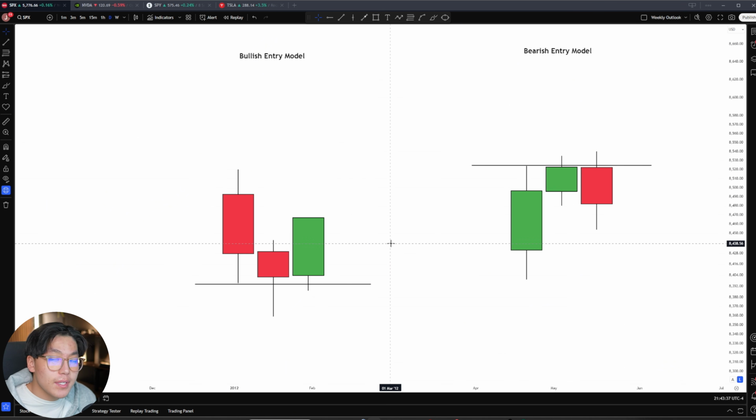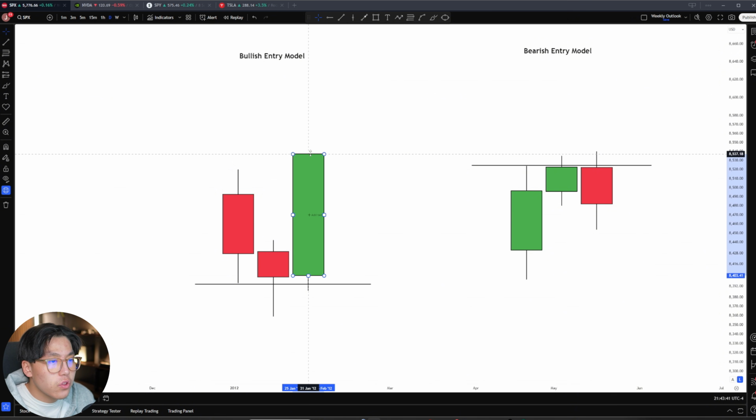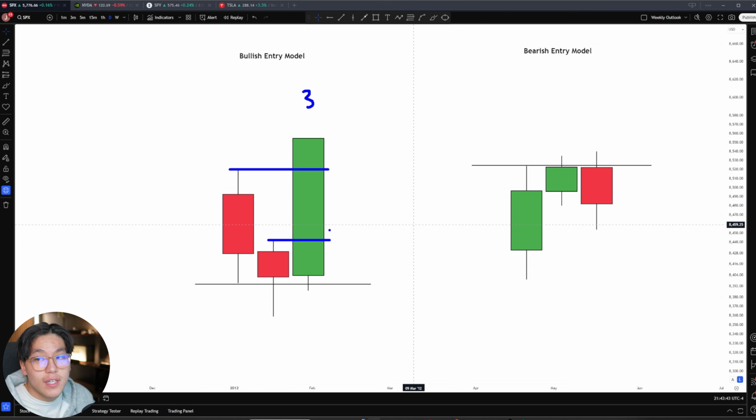The second potential bullish entry model that we have is if the third candle can close above its first candle. So as you can see right here, if the third candle can close above its second candle, it can also close above its first candle as well. This is a very bullish 3-bar pattern. This is one of the most bullish patterns that we can see, and this usually indicates that we're in a very clear uptrend and price wants to head towards the upside fairly quickly.